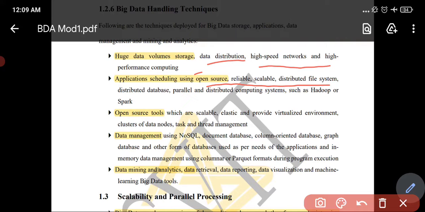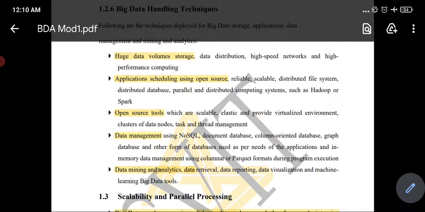Open source tools which are scalable, elastic, and provide a virtualized environment. And for data management, NoSQL, document database, and column oriented are used. And data mining analytics, data retrieval, data reporting, these methods will be used in order to mine the data. So these are the techniques given for storage, tools, data management, and even data mining. These are all the features given to that.